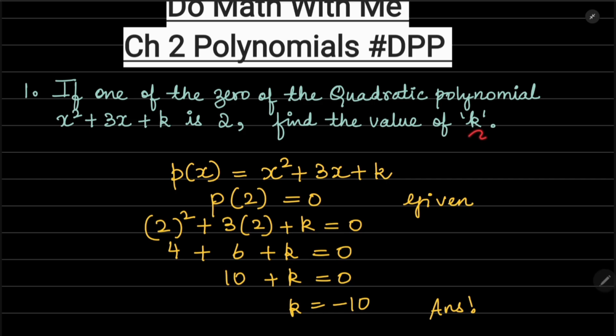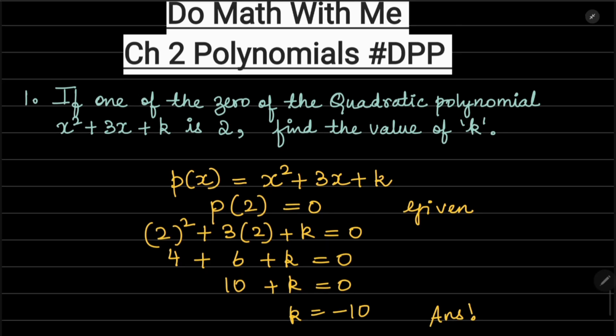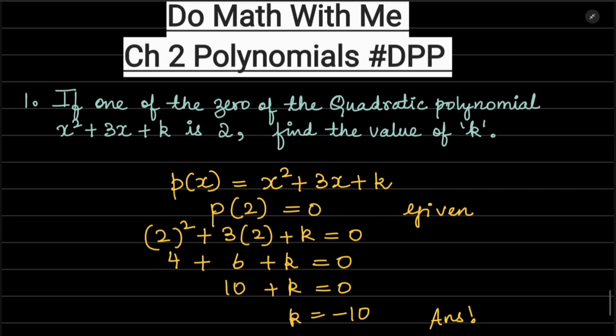That's all. You have found out the value of k. Pause the video. Please solve it with me. So whatever be the zero, you should be able to do the same, right? A similar pattern of question, if it is given, you should be able to do it. Let's move on to the next question.